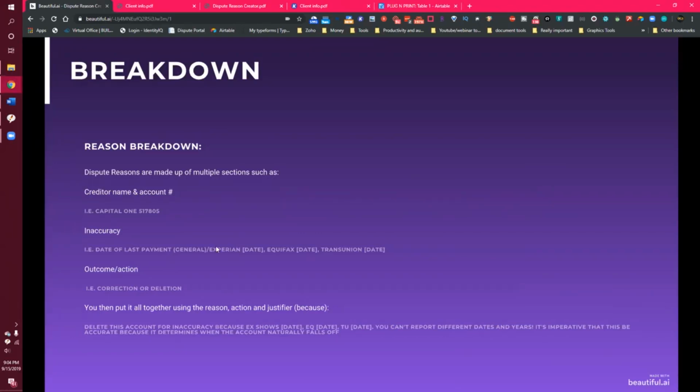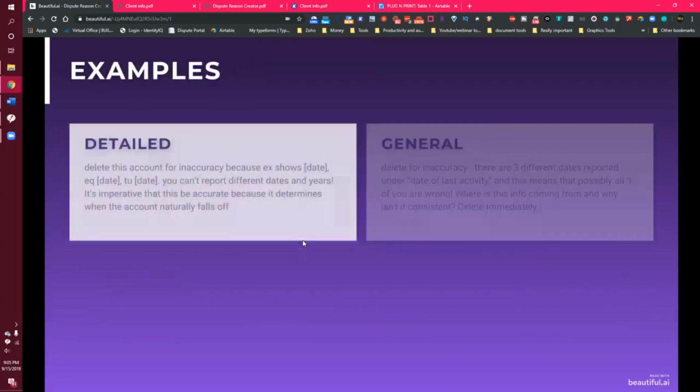Delete this account for inaccuracy because Experian shows the date, Equifax shows the date, TransUnion shows the date. You can't report different dates and years. It's imperative that this be accurate because it determines when the account naturally falls off. So you gave them what you're disputing, the action, the justifier, and the reason. It's very, very simple, but that is the breakdown.